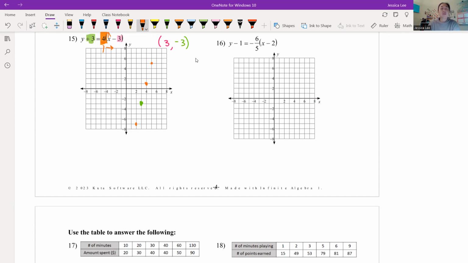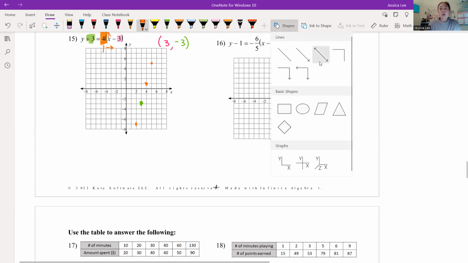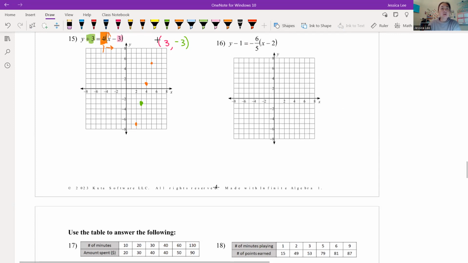Right? It's like that. Anytime you have your lines and they don't look like they match up, it means that you need to check your slope. You might have counted incorrectly. I've seen that happen a lot.